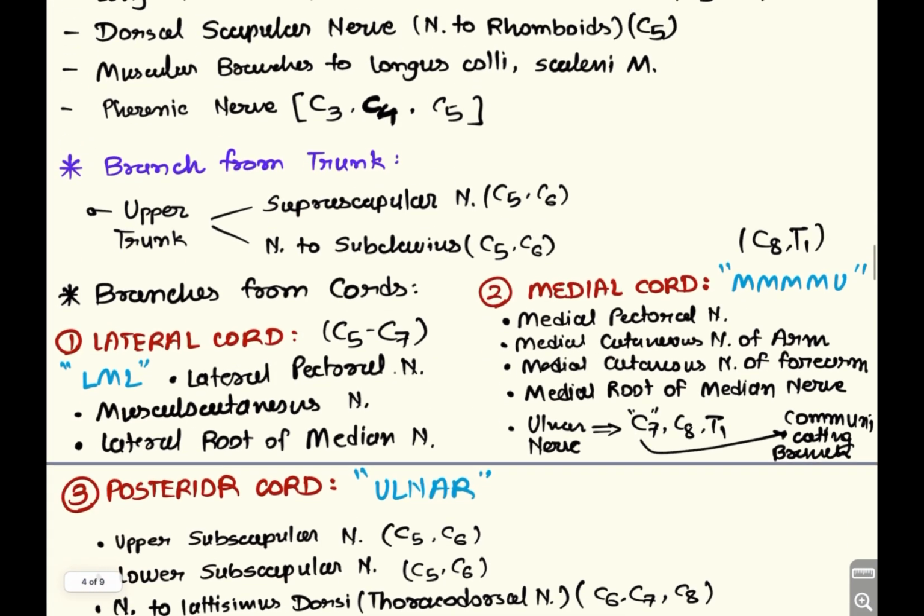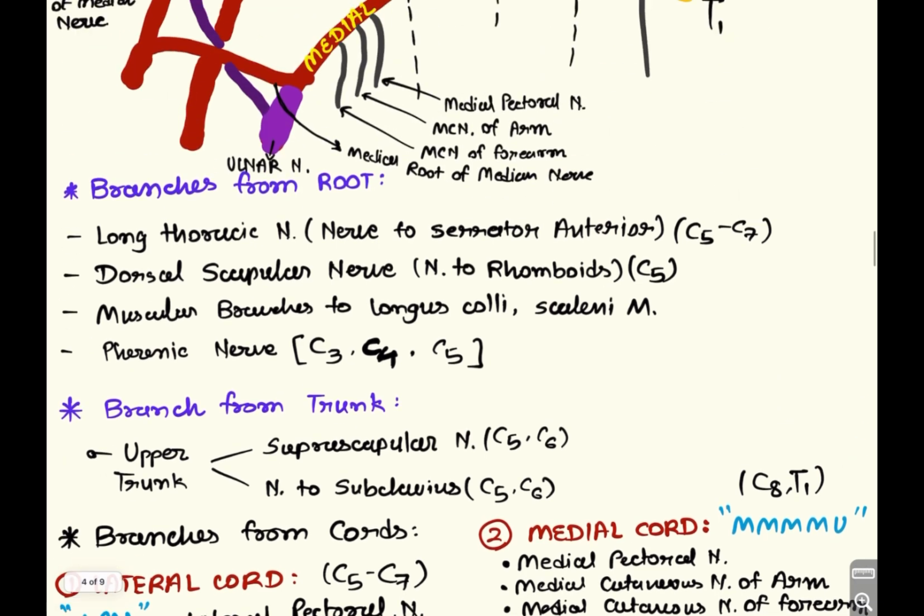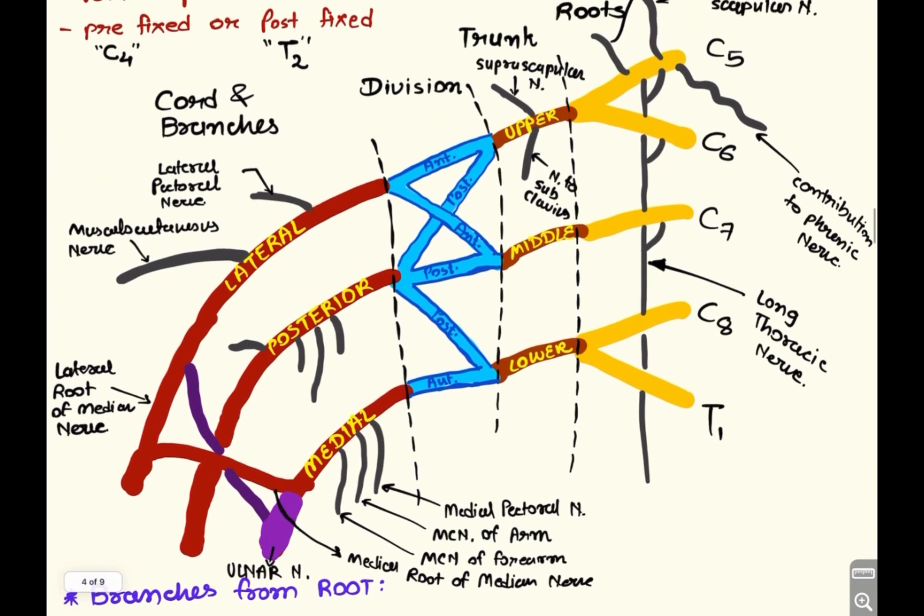Okay, so these are the branches from the medial cord, and ulnar nerve will supply the intrinsic muscles of the hand and also some ulnar flexors of the hand. Okay, so this was about the branches from the medial cord. Now let's talk about the branches from the posterior cord.